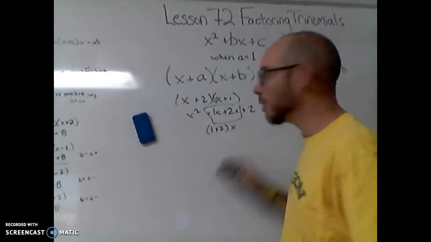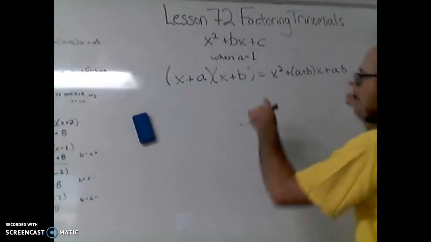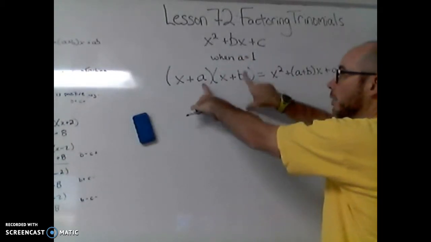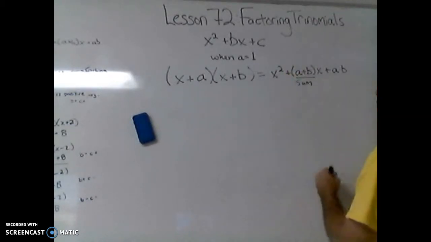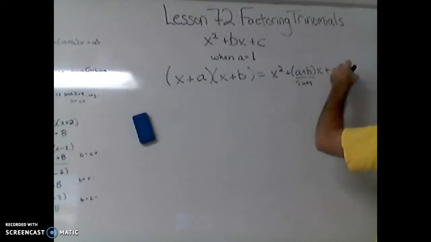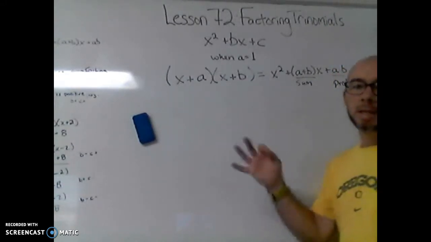So that's all we're going to do. We're going to take a little bit of a shortcut. That's what a pattern is. And then the last term will be the product of a times b. So right here we get the sum of a and b, and right here we get the product of a and b. And that's the key right there.